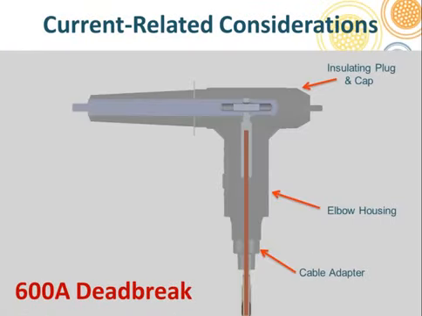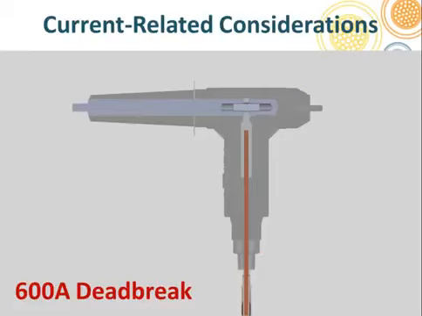Okay, for the 600 amp dead break connectors, we have identified the cable adapter I mentioned to you, the elbow housing, and the insulating plug and cap. Again, we're looking at current-related phenomena, so let's see what's on the inside here. Oh, I forgot, we also looked at the bushing, so we have that part there. So on the inside, we have a connector, and we have a stud.